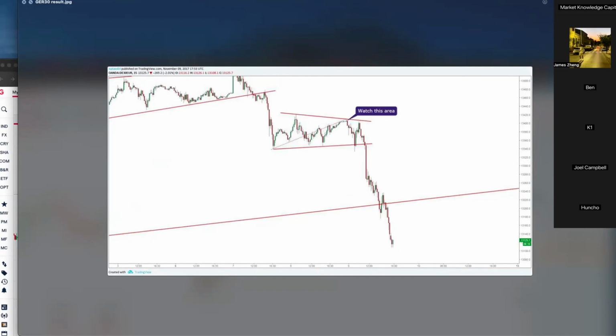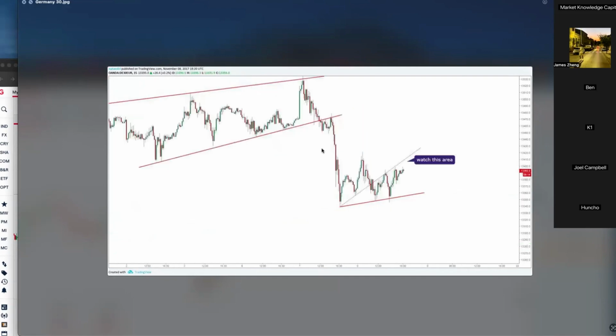So this is Germany 30. So you've got the impulse to the downside. As you can see here, usually once it breaks out of a formation, it does a retest. That's the retest there. So that's kind of giving people an opportunity to go in and sell it. After that retest, we've got an impulse. After that impulse, watch this area. We've got a 1. So this would be called the A. This should be the B wave.